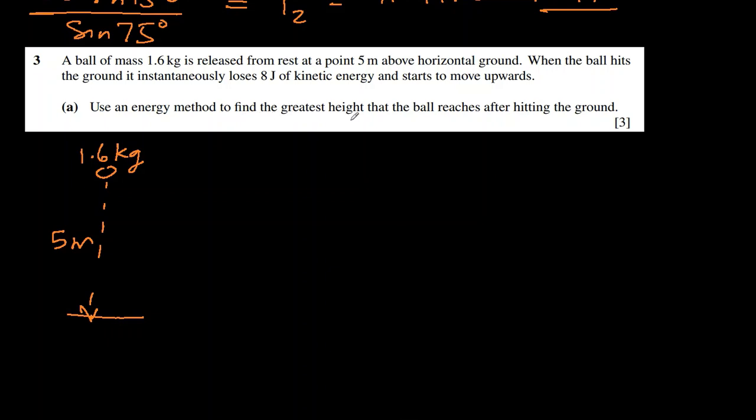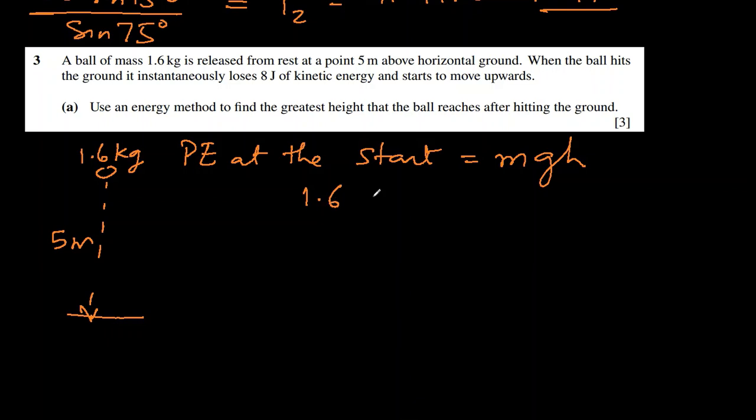Use an energy method to find the greatest height that the ball reaches after hitting the ground. Potential energy at the start will be mgh. m is 1.6 kg, g is 10, and height is 5 meters. So it will be 16 times 5, 80 joules. Yeah, 5 times 16, 80 joules.